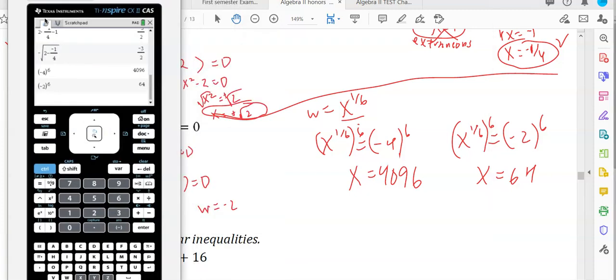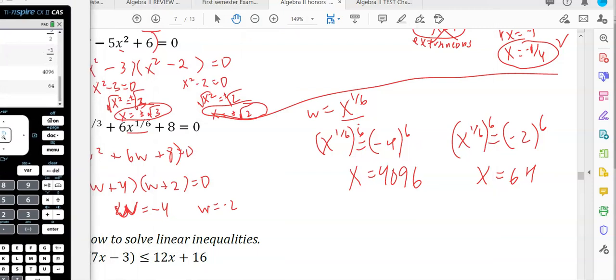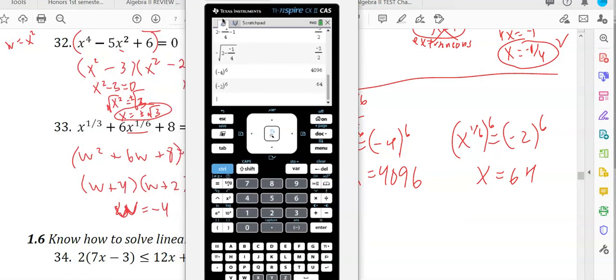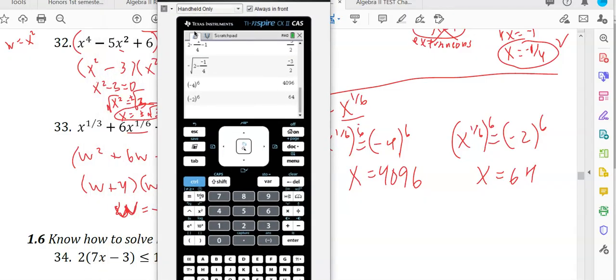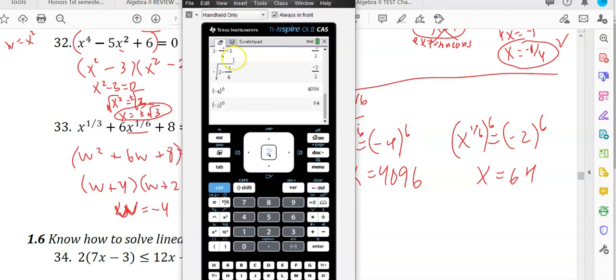So let's check these because x is underneath a radical essentially. So 4096, let's check that. Okay, so let's plug in 4096. So 4096 to the power of 1/3 plus 6 times 4096 to the power of 1/6 plus 8 does not work. Okay.